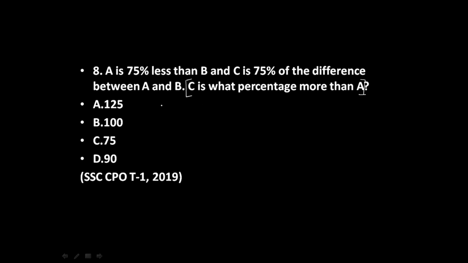So how will you get that? Let B equal 100. It says A is 75% less than B. So if B is 100, then A is 25, right? And it says C is 75% of the difference between A and B.